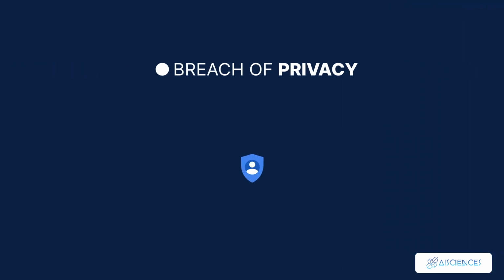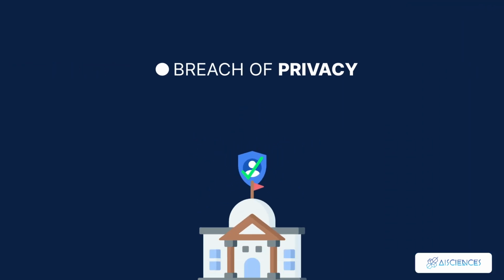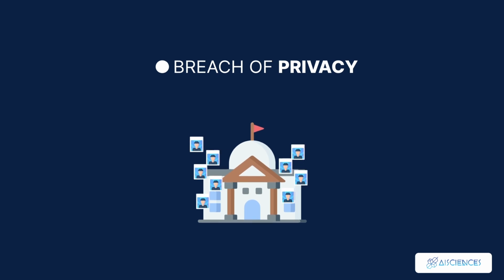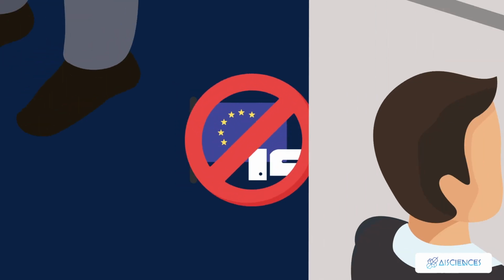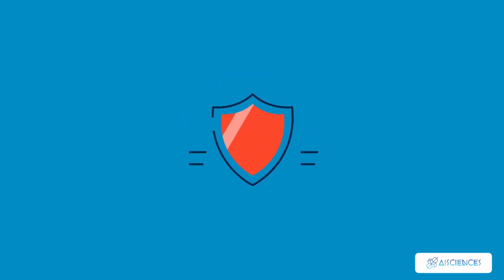Breach of privacy. The question of ethics and privacy is the most contentious one. Governments have been known to store several citizens' pictures without their consent. In 2020, the European Commission said it was considering a ban on facial recognition technology in public spaces for up to 5 years to allow time to work out a regulatory framework to prevent privacy and ethical abuses.